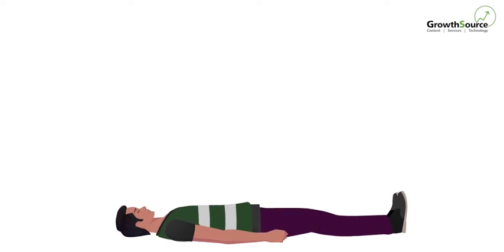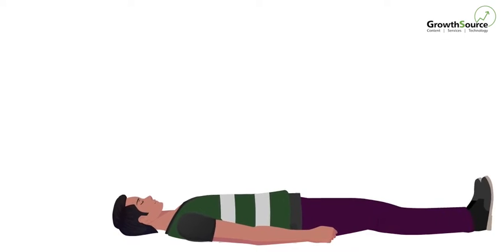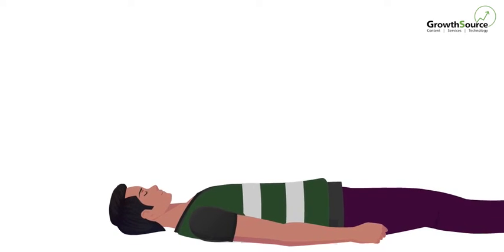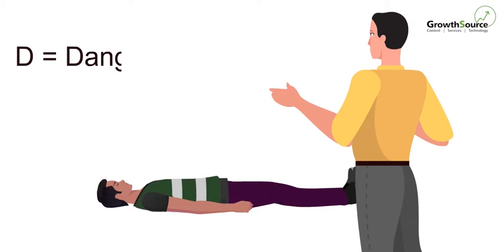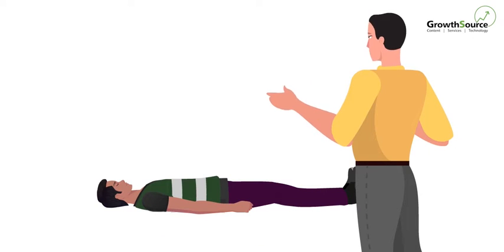Let's now talk about CPR. We use CPR when someone has collapsed and is not breathing because it can keep people alive until emergency services arrive. D is for danger. First, look around carefully to make sure the area is safe for yourself and others before approaching.